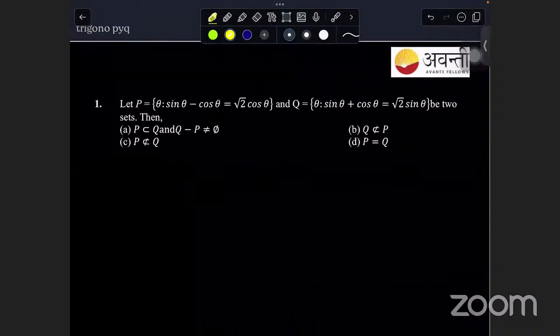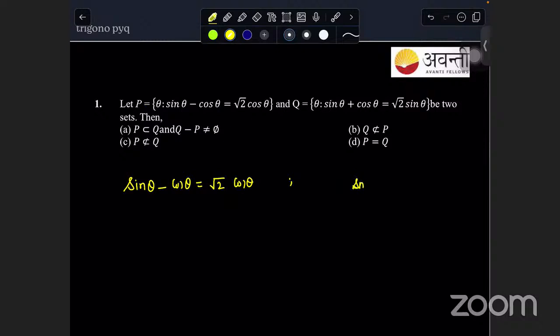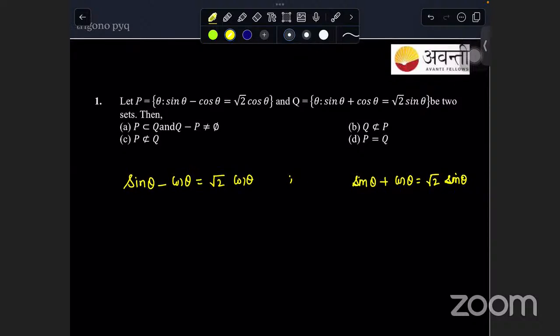P is the set of all those values of theta which satisfy sin theta minus cos theta is under root 2 cos theta. And Q is the set of all values of theta which satisfy sin theta plus cos theta is under root 2 sin theta. Am I clear? Now they are asking if P has more elements than Q, if Q has more elements than P, if P is a subset of Q, Q is a subset of P, or if P is equal to Q. This kind of inquiry they have.